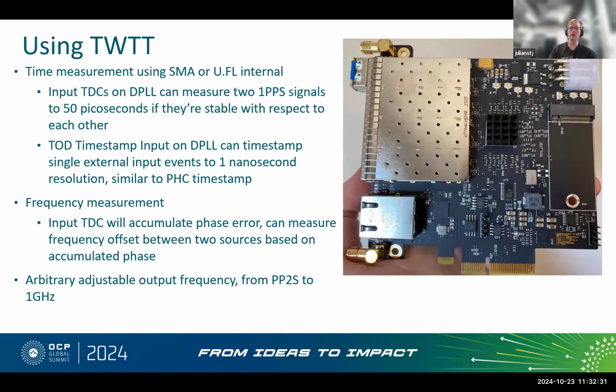And so then, well, you have two-way time transfer between two boards. What do you want to do with it? Either you can have the 1 PPS out, same as White Rabbit, and do whatever you want on another board. But I was thinking the board has other features. You can, for instance, use the input TDCs to measure two 1 PPS signals down to 50 picoseconds if they're stable. Or it has the time of day feature, which can timestamp inputs similar to an Ethernet NIC to, say, 1 nanosecond resolution. So if on the SMA you feed in some external event or 1 PPS, it can then tell you with respect to its time of day inside the DPLL, when did that event happen, to give you basically a timestamper input.